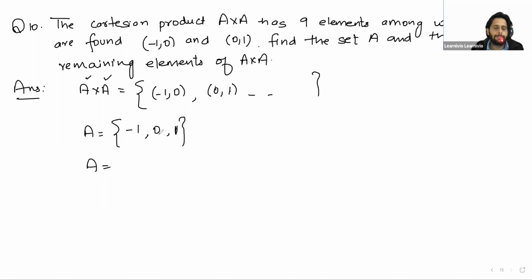Only this one: -1, 0, 1. 0 is already there. So set A has 3 elements. Now again, the second set is also the same one. Is this correct? Yes, sir. Now we found the set A. Now you need to find the remaining elements of A cross A. So please find the remaining 7 elements and share your answer.